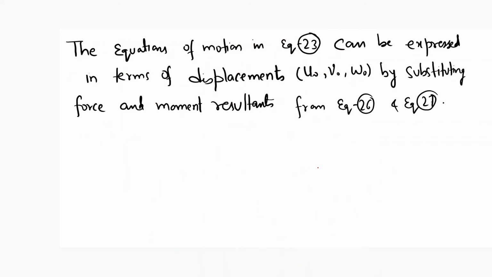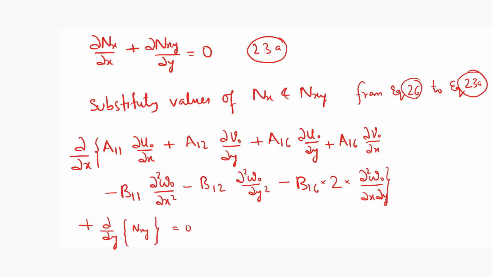So the equations of motion in equation 23 can be expressed in terms of the displacements u naught, v naught, w naught by substituting force and moment resultants from equations 26 and 27. So this is equation 23a, that is del Nx by del x plus del Nxy by del y equals to 0. Similarly del Nxy by del x plus del Nyy by del y would be equals to 0. That would be equation 23b.